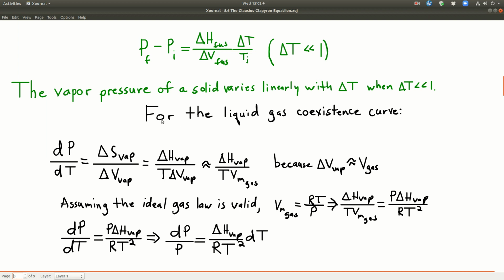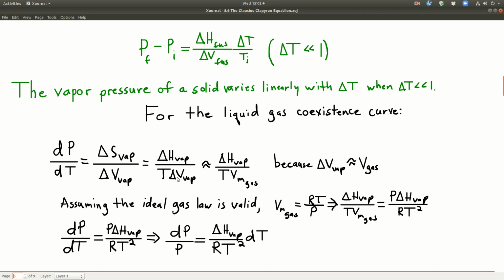We can do the same sort of analysis for the liquid-gas coexistence curve, starting with the Clausius equation, rearranging it, and doing everything we just did, and we end up with this term right here. So let's look at this: delta H vaporization over T delta V vaporization. We haven't integrated yet, by the way. All we did was say that delta S is delta H over T.